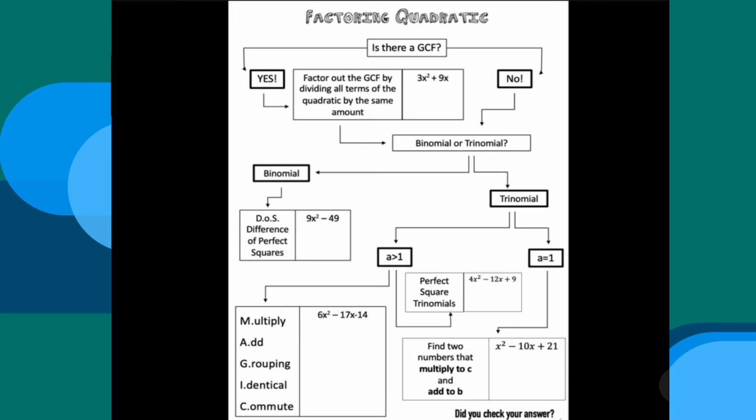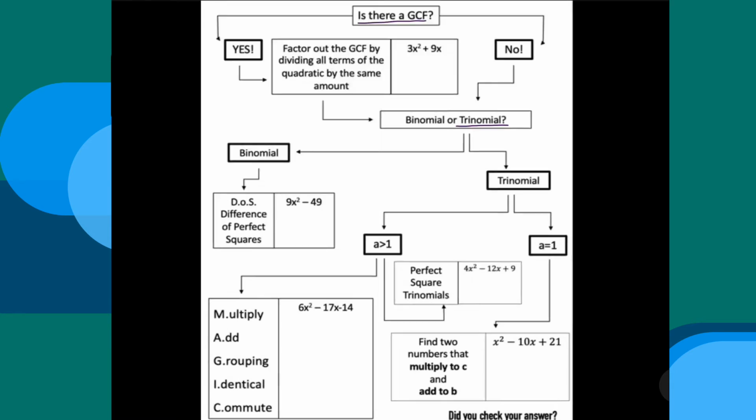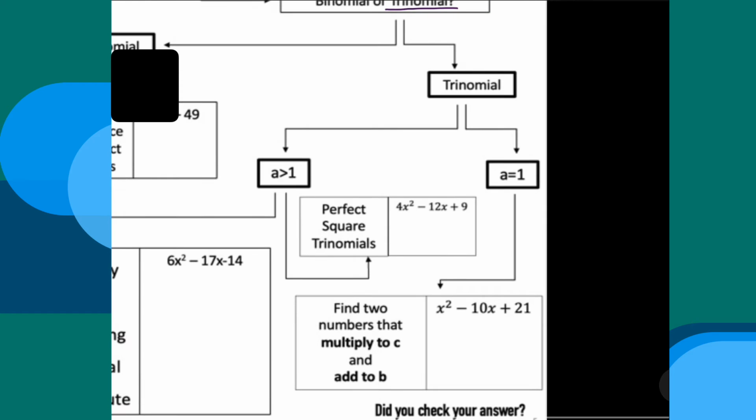This video is going to factor a quadratic that's a trinomial. We always start by looking for a GCF. Whether there is one or not, we then ask ourselves, do we have a binomial or a trinomial? Like I said, this video is focusing on trinomials, and we're going to focus on the method where a is equal to 1. A is the number in front of x squared, b is the number in front of x, and c is the constant at the end.